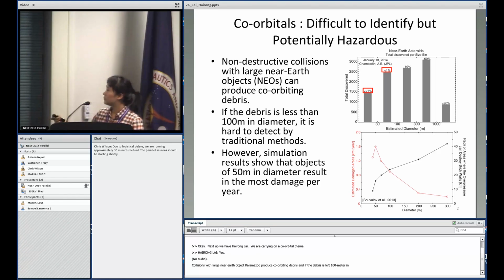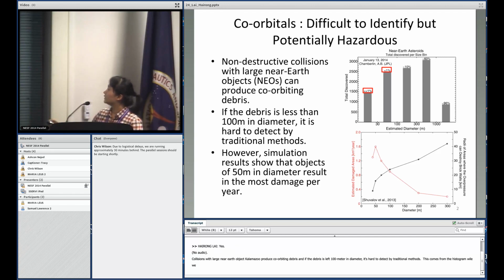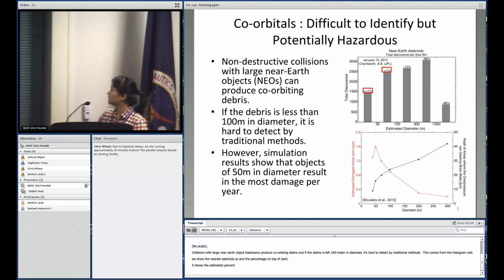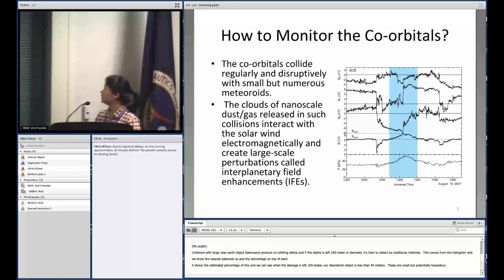This statement comes from this histogram where we show the number of total discovered near-Earth asteroids as a function of their diameters. And the percentage on top of each bar shows the estimated percentage of discovery. We can see that when the diameter is less than 100 meters, our discovered objects are less than 1% of the total population. Even though these objects are small, they're still potentially hazardous, because from the simulation results, we find that objects of 50 meters in diameter will result in the most damage per year.